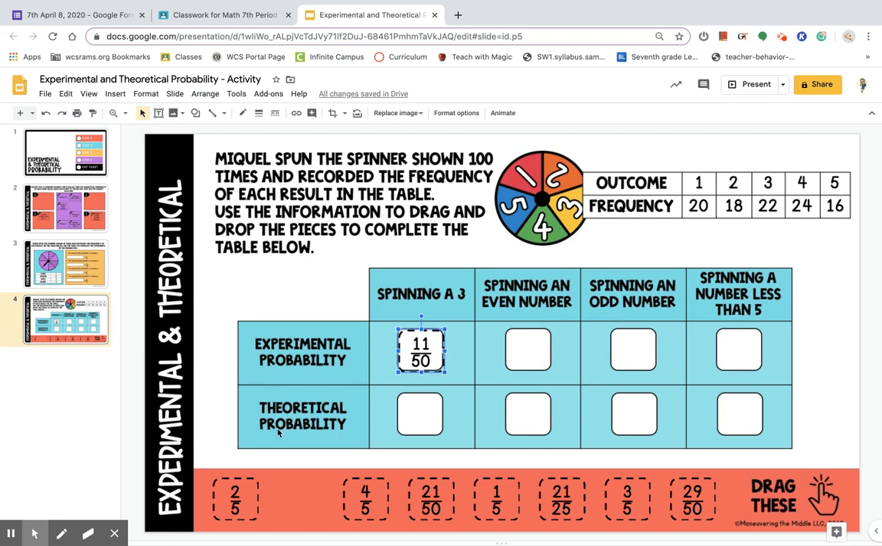And then the theoretical probability of spinning a 3, well, that is just what should happen. How many numbers are there? There's 5. What are the odds of landing on a 3? Well, there's only one 3, so 1 out of 5 times. So that is how you would do this slide.